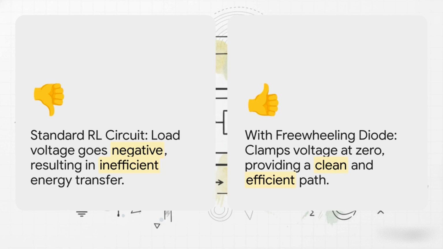On the left, you've got the standard circuit where the inductor's energy forces the voltage negative. That's just wasted energy. On the right, we add one simple component, a second diode called a freewheeling diode across the load. Now, when the main diode turns off, that inductor current has a new path to flow, to freewheel locally. This instantly clamps the output voltage at 0. It's so much more efficient and gives you a much cleaner waveform.